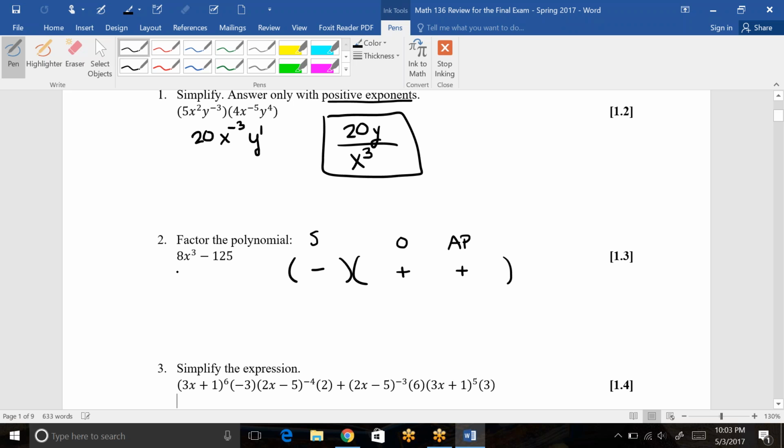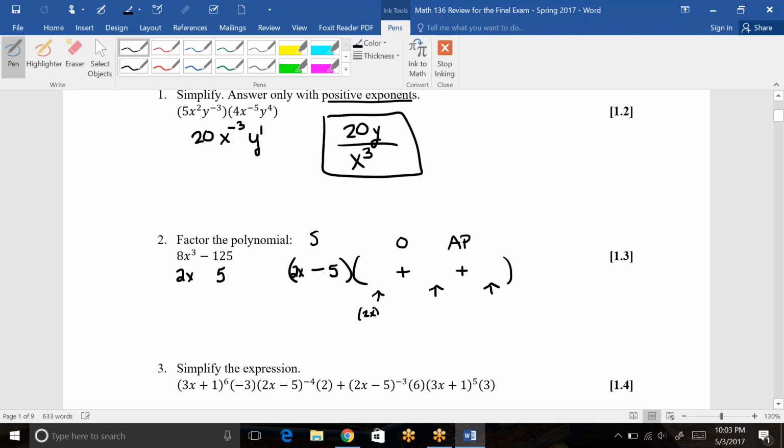The cube root of 8 is 2. The cube root of x cubed is just x. The cube root of 125 would be 5. In your binomial, you just use your 2 cube roots with that symbol, so 2x minus 5. In the trinomial, there are 3 spots. We do all pairings of 2x and 5.